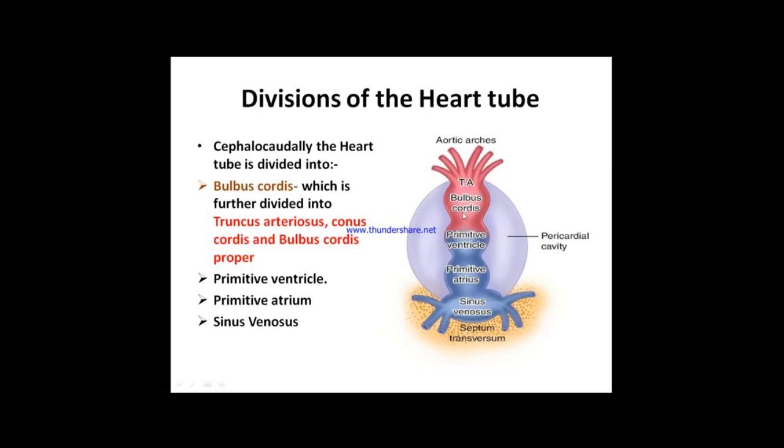Then between the bulbus cordis and the primitive ventricle we have a groove, which later on forms the interventricular sulcus, because the bulbus cordis proper forms the right ventricle, while the primitive ventricle forms the left ventricle. So the groove, the constriction between them, forms the interventricular sulcus. Then we have the primitive atrium. Below the primitive atrium we have the sinus venosus, and we will discuss this later on.